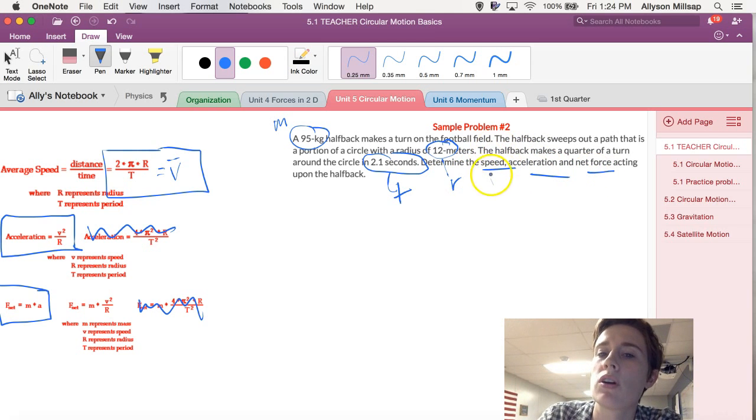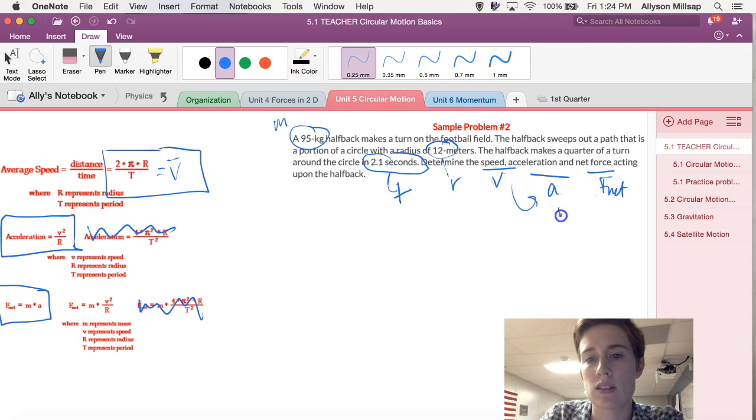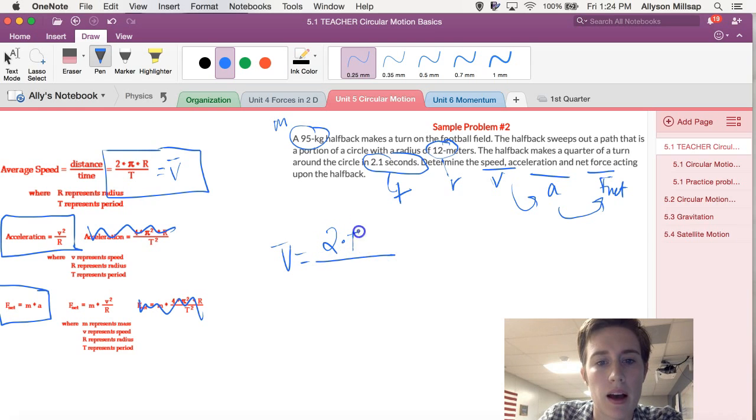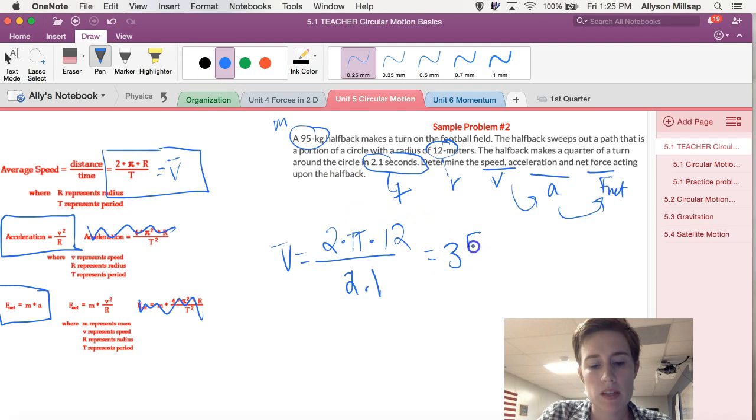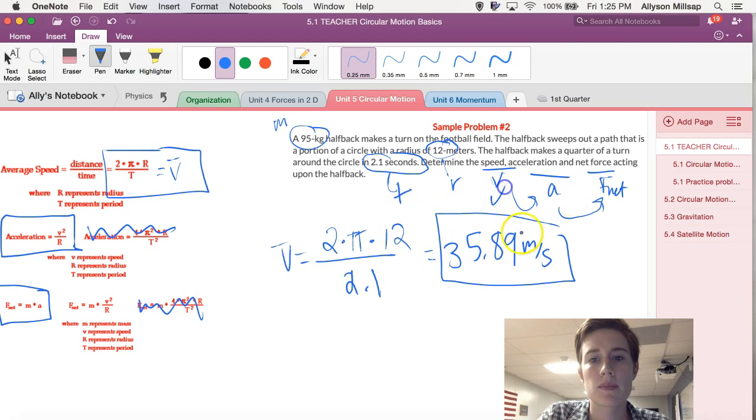Usually we're going to want to go in this order: find velocity first, then acceleration, then your net force. It's generally a good idea to do it in this order. So velocity is 2 times pi times our radius, which is 12 meters, divided by time, which is 2.1 seconds. You can just press pi in your calculator, there's a button for it, or you can do 3.14. It doesn't matter to me. Times 12 divided by 2.1. So my speed is 35.89 meters per second. It's my velocity right here.